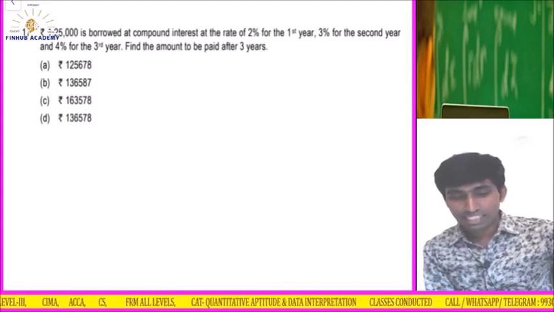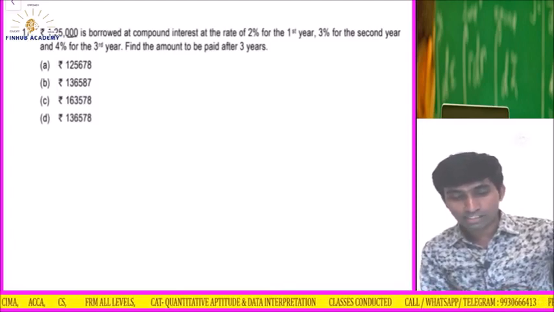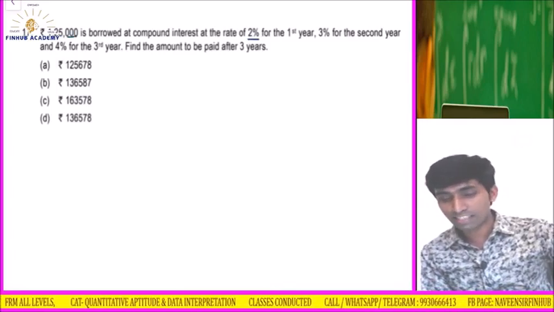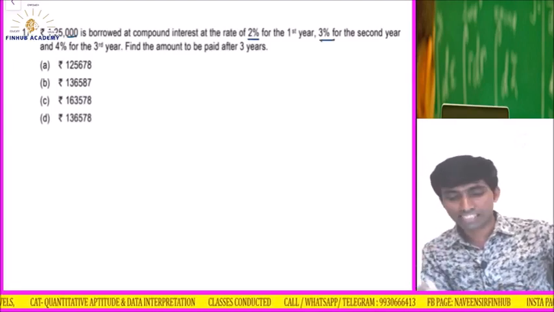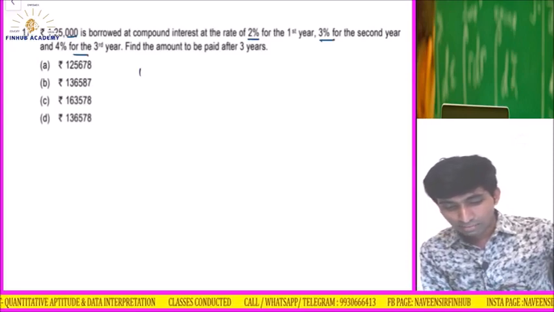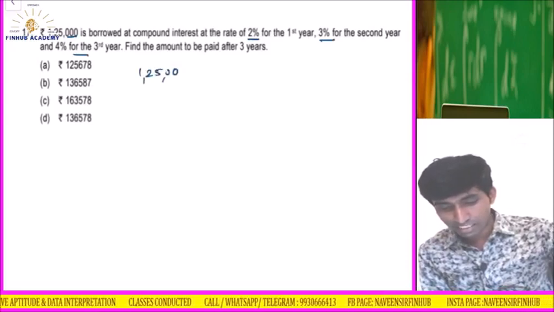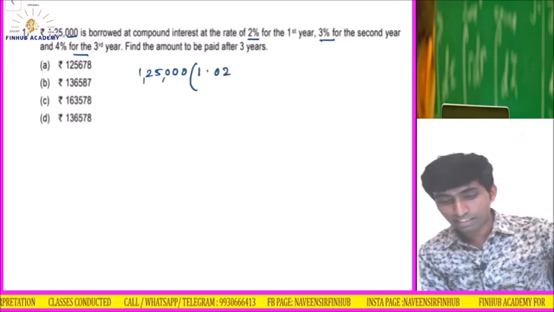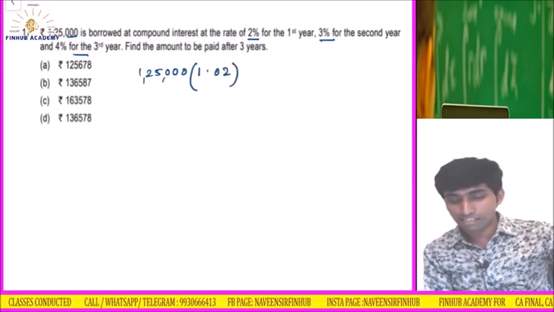One more easy question. 1,25,000 is borrowed, meaning principal, at compound interest at 2% for the first year, 3% for the second year, meaning the rate is changing, and 4% for the third year. So that means principal into (1 plus i), that is 1 plus 0.02. Understand this, 2% means 0.02.